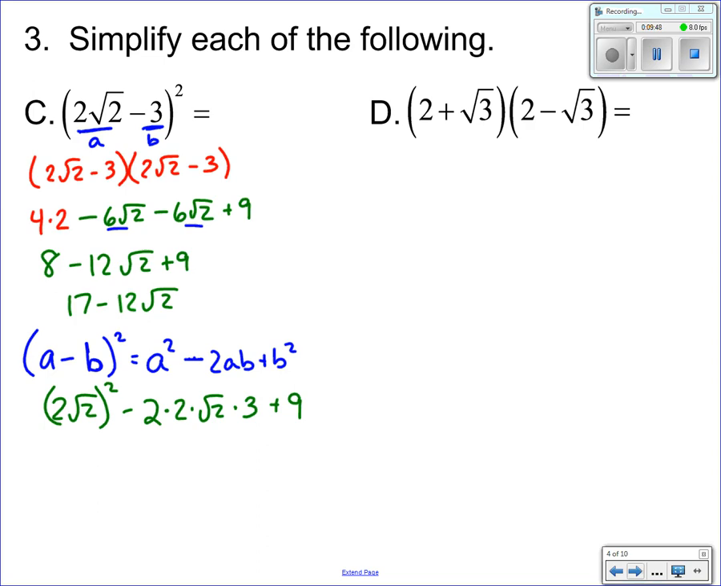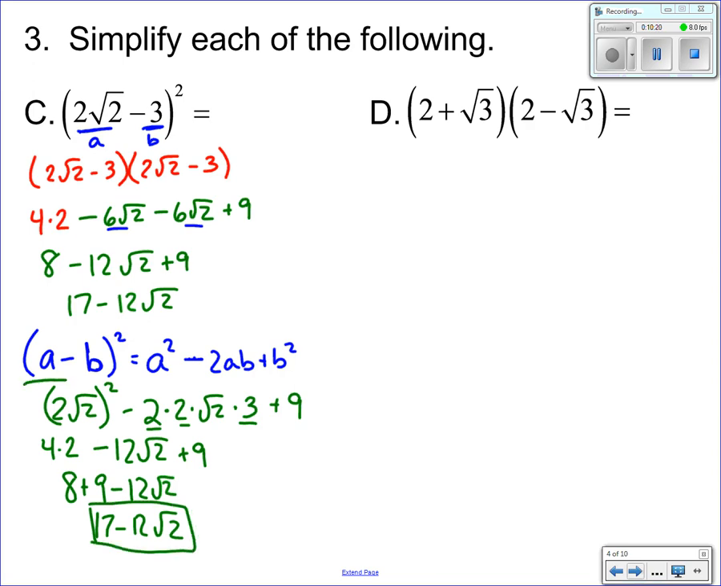Well, 2 root 2 squared, that's 2 times 2, so that's 4, times root 2 squared. Root 2 squared is 2. 2 times 2 times 3. 2 times 2 is 4, times 3 is a 12 root 2, plus a 9. 4 times 2 is 8, plus 9 minus 12 root 2, 17 minus 12 root 2. And that's the same thing that we got above. It's just a shorter way to do it. You might want to remember this because it's going to make your life easier later on when we get to some different solving equations.